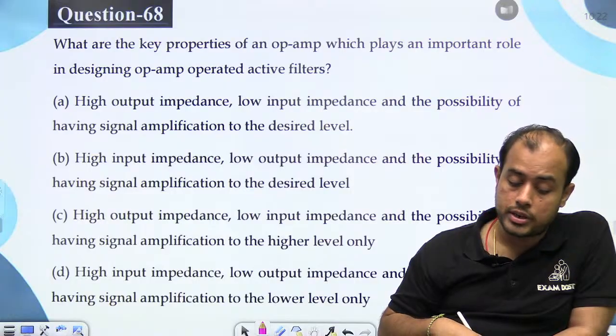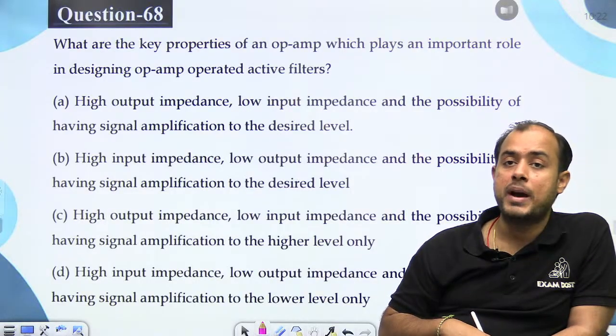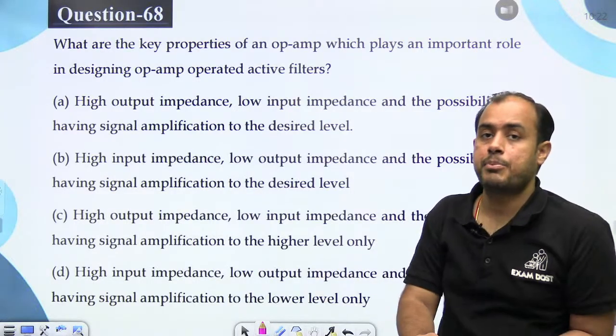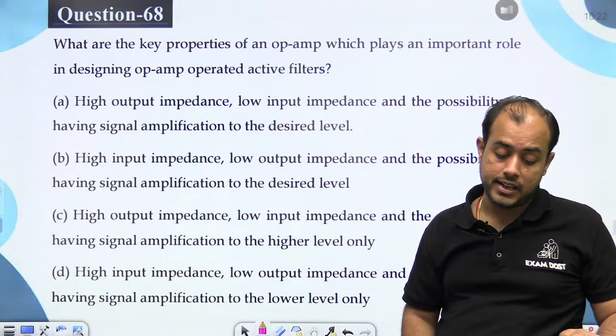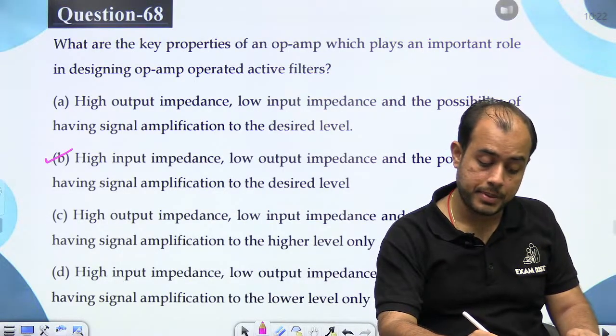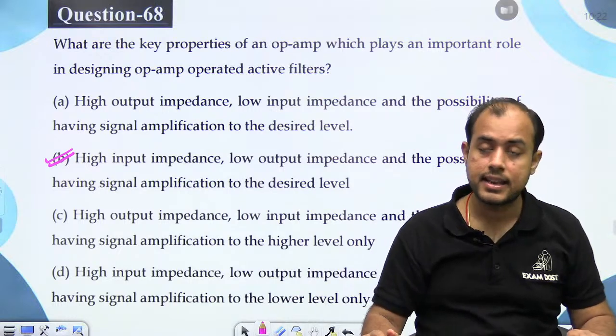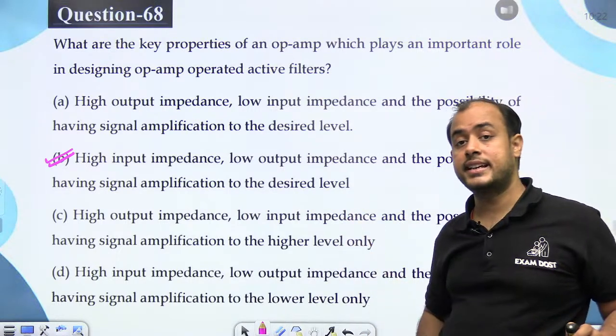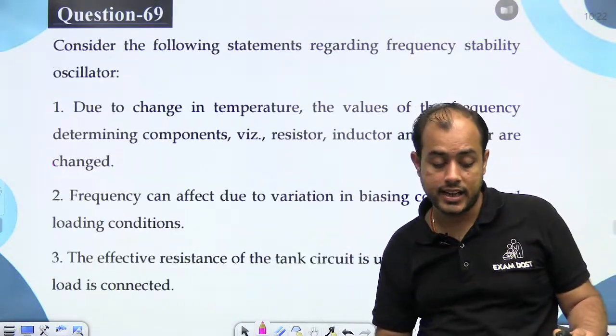ESE 24, key properties of op-amp that plays an important role in designing active filter: high input impedance, low output impedance, and you can amplify the signal to any desired level.